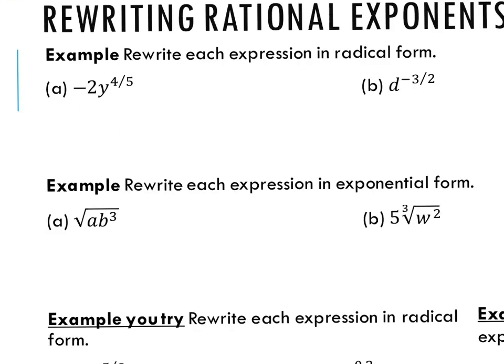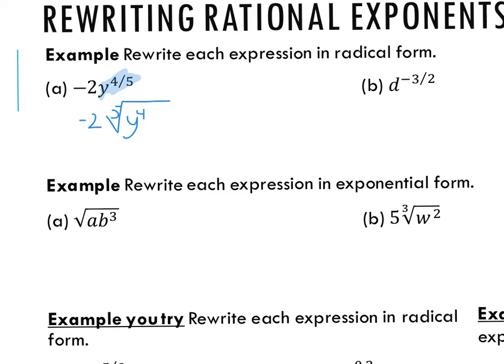In our next type of problem, we're going to rewrite each expression in radical form. So note to self, in this next example, do you see how the only thing being raised to the 4/5 power is the y? So when we go to write, -2 is not under the 5th root symbol. And I know it's a 5th root because remember it's in the denominator.